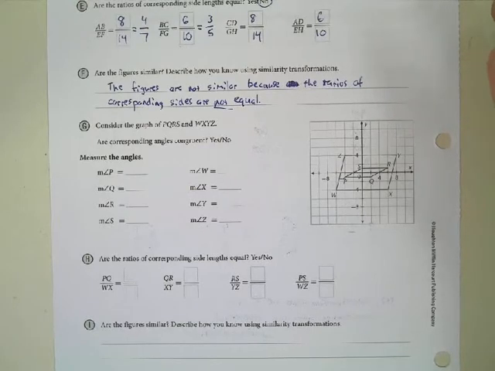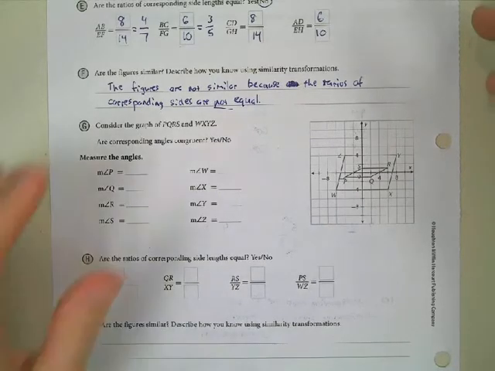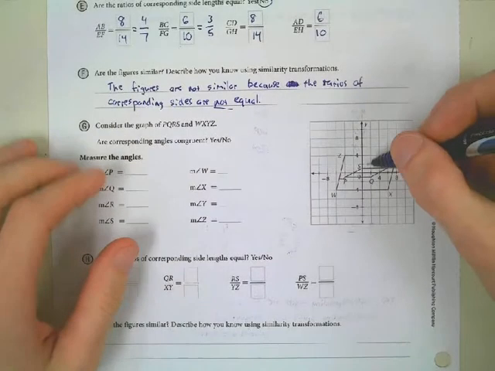The angles are in no way in similar relationship right here, right? If we were to measure, for example, angle Y, there's no way it's going to be the same angle as angle R, okay?